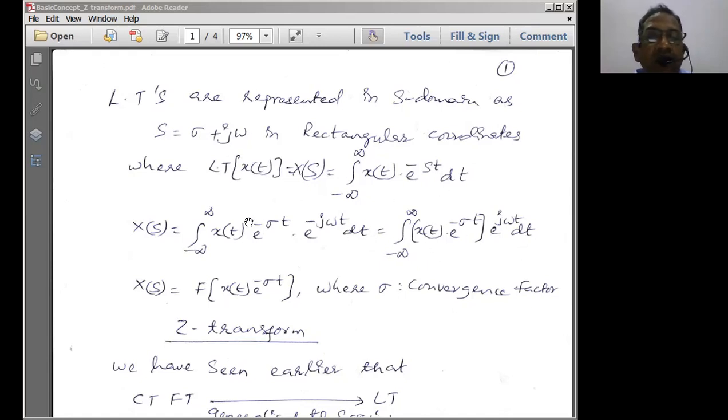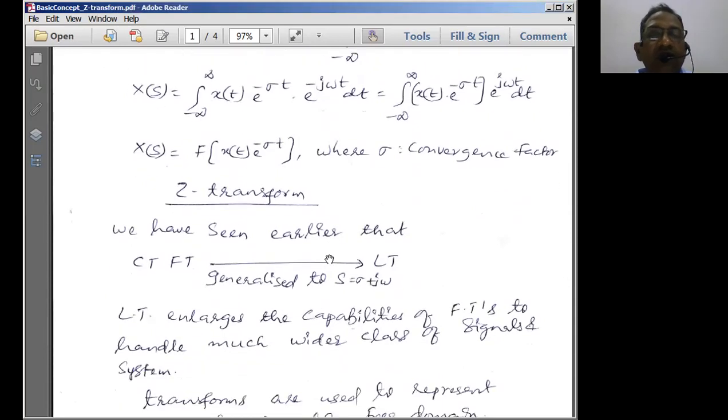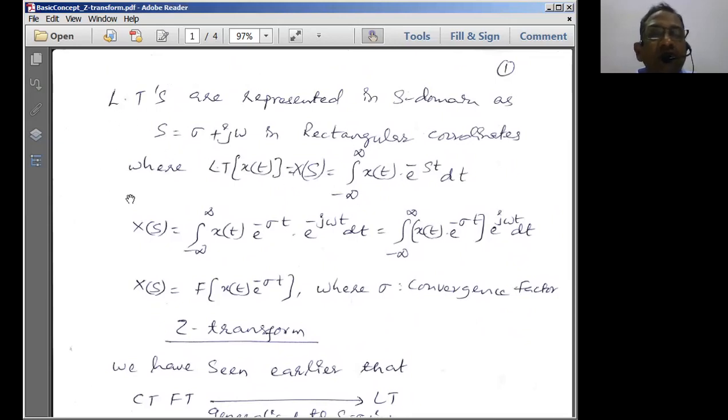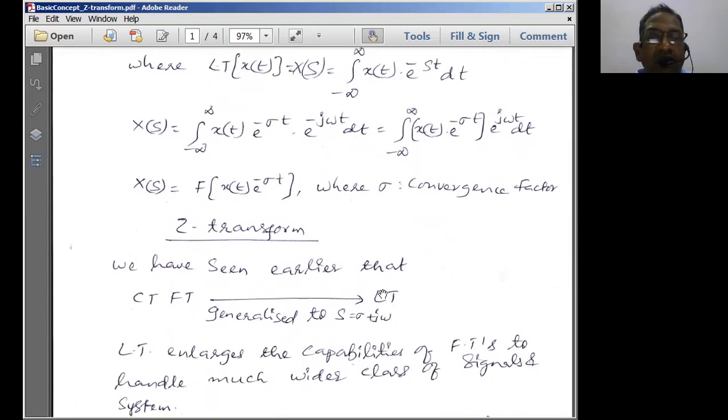And this you can write as x of t into e to the power minus sigma t, taken as a signal, multiplied by e to the power minus j omega t dt, and this is nothing but the Fourier transform of this function. Therefore, I can write X of s is equal to the Fourier transform of x of t into e to the power minus sigma t, where sigma is known as a convergence factor. Based on the value of sigma, the Laplace transform is going to exist. This is what we have seen when we discussed Laplace transforms, and we concluded that Laplace transforms are represented in a rectangular coordinate system.